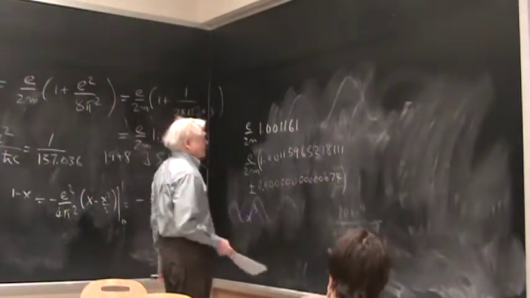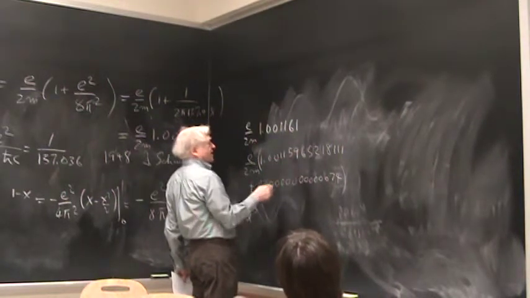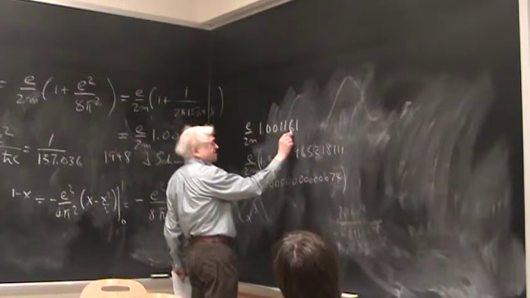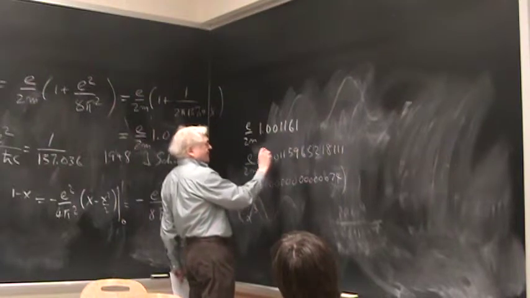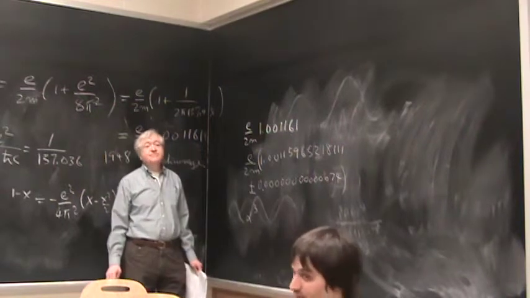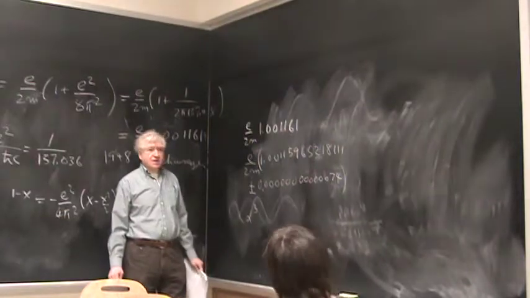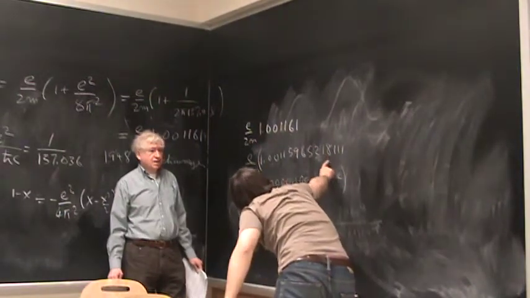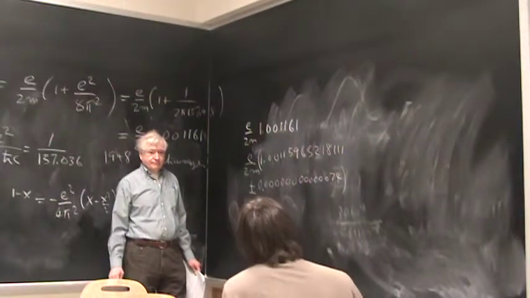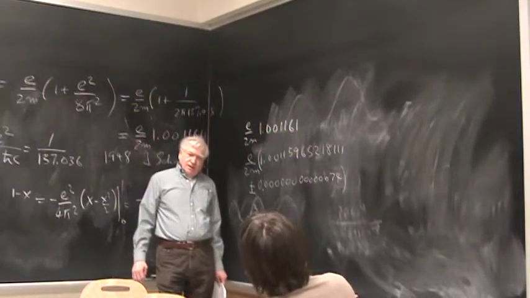So this was a big triumph. If you want to round this thing off, including higher order terms, you get 0.001161. And the correct answer is 0.001160. That's pretty impressive. If you include the higher order things, it matches to like right here. It's worse on the muon. It doesn't match as well.